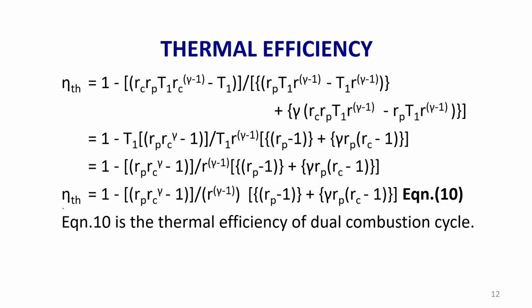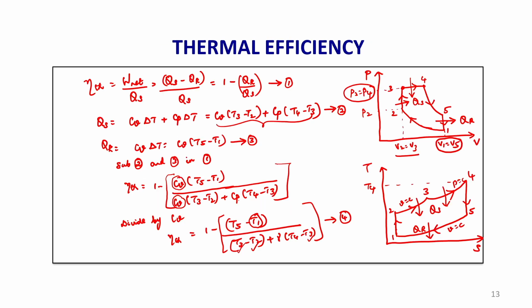So this is the thermal efficiency of the dual cycle, that is 1 minus, in the numerator I am having pressure ratio into cutoff ratio power gamma minus 1, divided by, in the denominator, compression ratio power gamma minus 1 into pressure ratio minus 1 plus gamma into pressure ratio into cutoff ratio minus 1. So this is the air standard efficiency or the thermal efficiency of the dual cycle. With this background we will solve one numerical question like the previous air standard cycles.